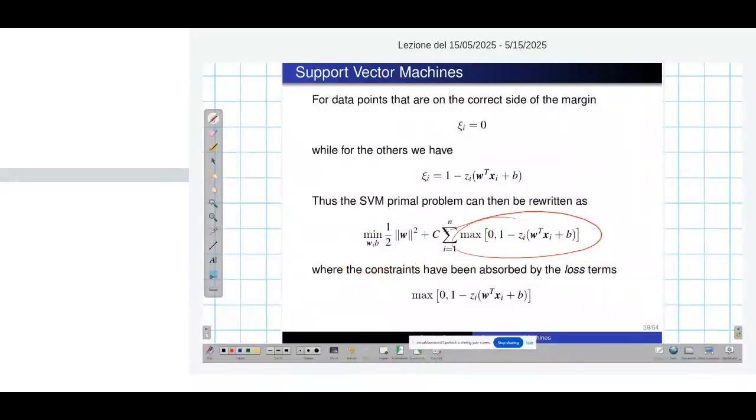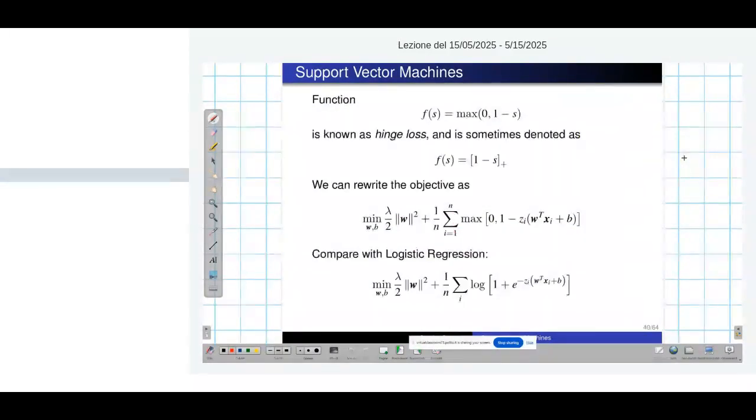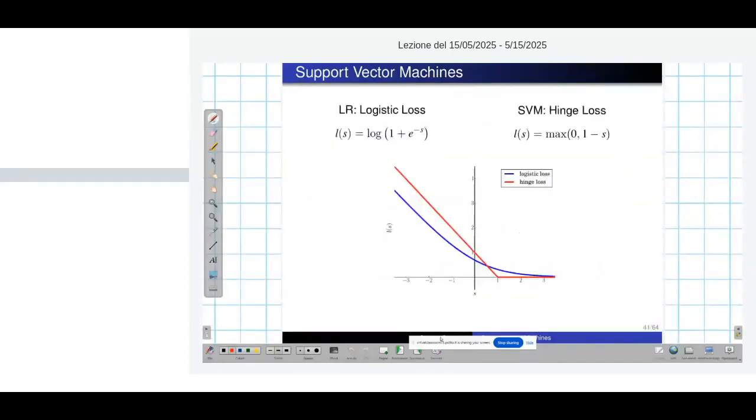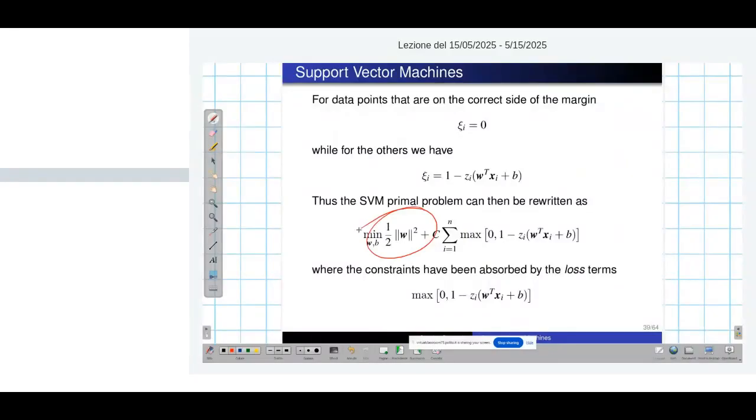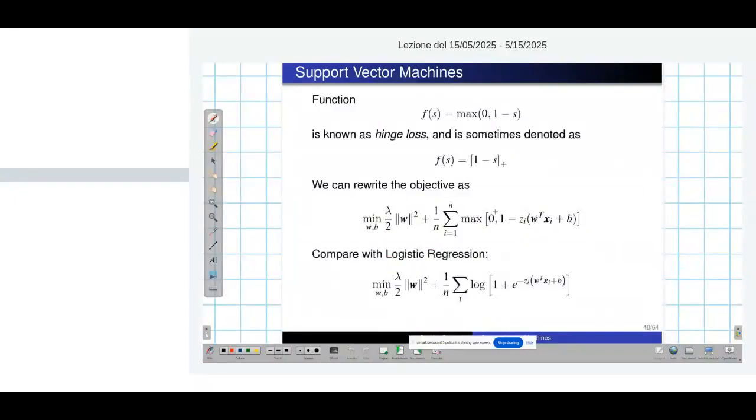This function here, max between 0 and 1 minus, let's call it y, is also called hinge loss. It's a function that corresponds to a cost that I will pay because I can misclassify my points. So we can cast the SVM objective as a minimization of the squared norm of w plus C times a sum of values, each computed on a sample, so a sum of a loss term. This time the loss is the hinge loss. Each of these terms represents a cost that I pay if I use w and b to classify the points.